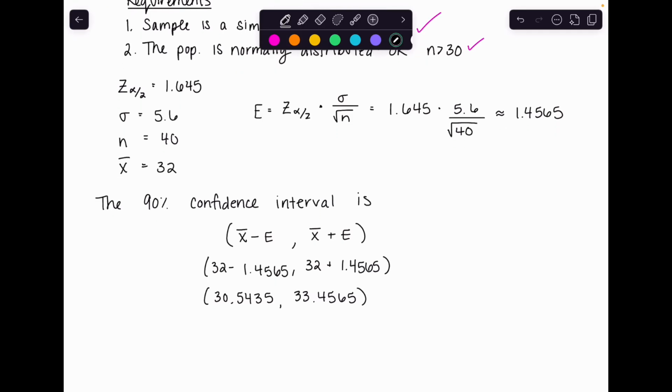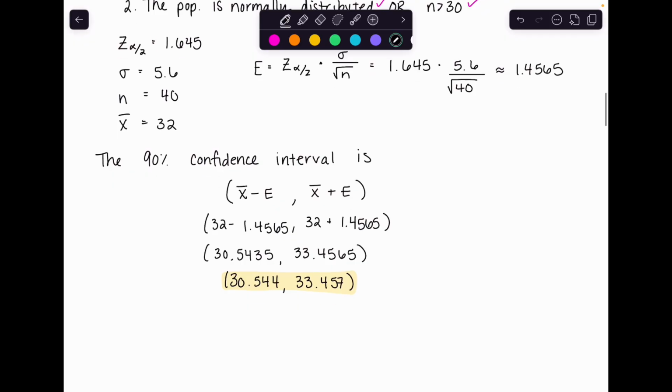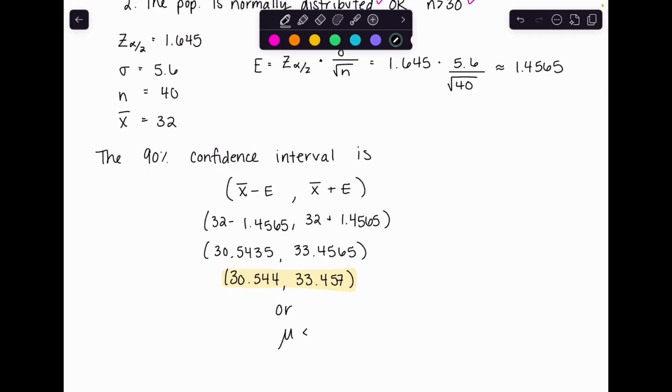And then for rounding purposes, let's round to 3 decimals. This gives us 30.544 and 33.457. So this gives us that 90% confidence interval. Okay. So with 90% confidence, I can say that the true mean is somewhere between these values. So the other way to write this is the true mean is smaller than 33.475 and greater than 30.544 with 90% confidence.